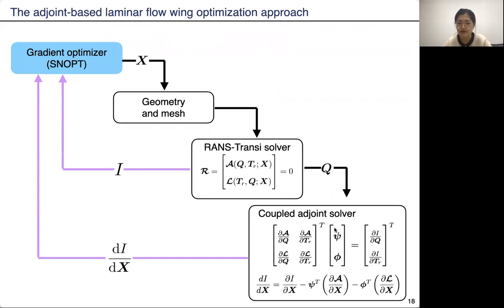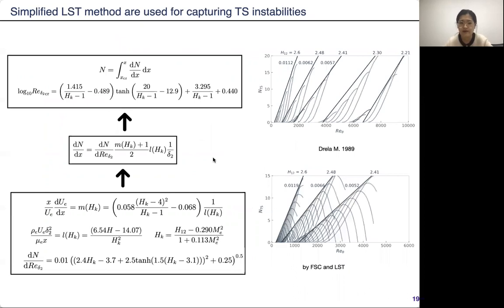With the coupled adjoint solver, the previously built RANS transition solver, the geometry parameterization and mesh deforming, as well as the gradient-based optimizer, we can establish the adjoint-based laminar flow optimization approach. Before we solve the coupled adjoint solution, I need to explain something here.